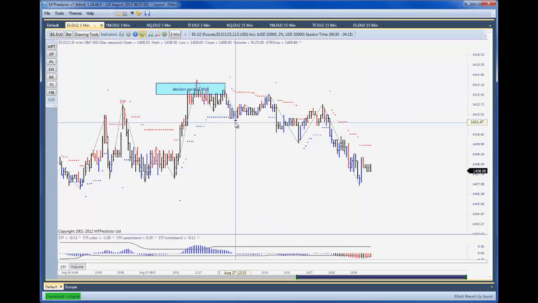So the question being is, was this buy setup now with the large degree trend or against it? Well, now we know by use of our leading DPs on the 15-minute charts that this was actually against the larger degree trend.